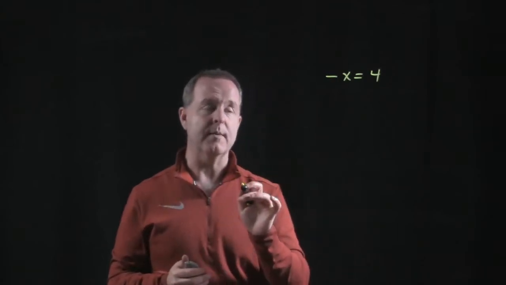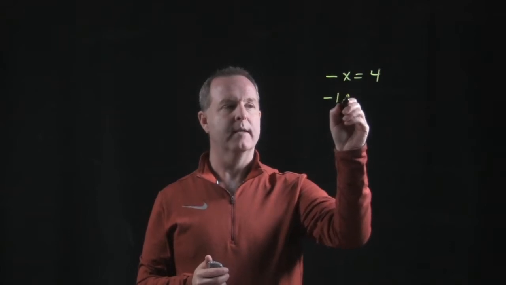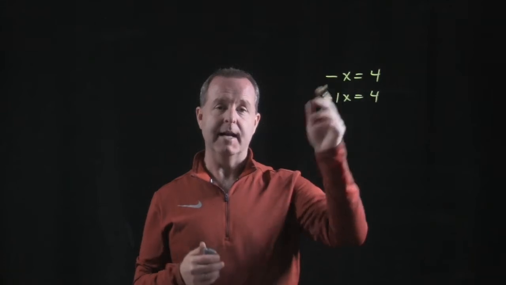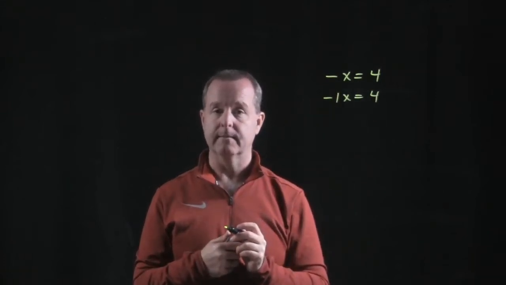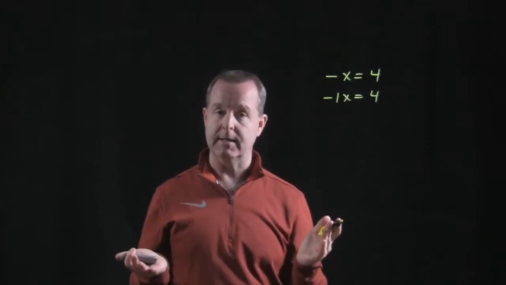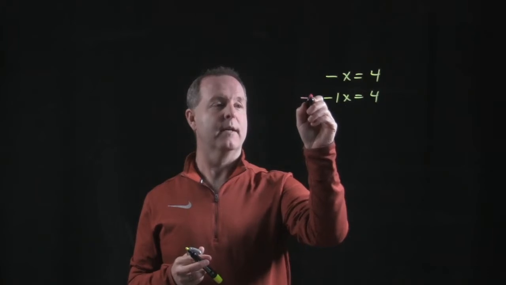Well, the first thing we need to realize is that this negative in front of it represents a negative 1. So when the coefficient is missing, it's understood to be a 1. So now what do we do? Well, we can multiply both sides by a number that we're going to choose to be negative 1.